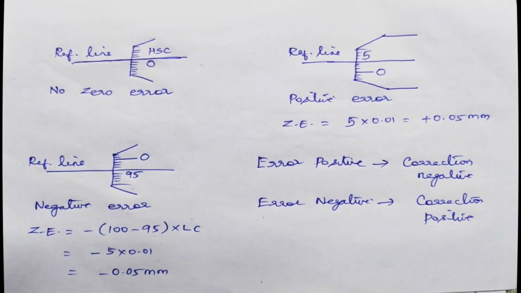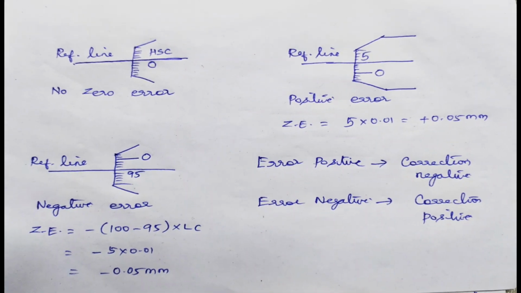To find zero error, I have to rotate the screw till the two edges S1 and S2 coincide. So at this instant, I have to look at zero of the head scale and the reference line. If zero of the head scale coincides with the reference line, there is no zero error.